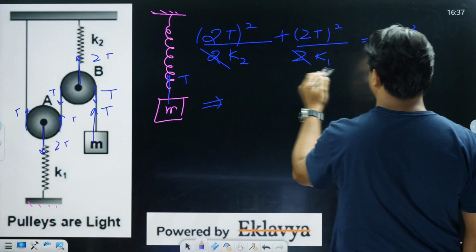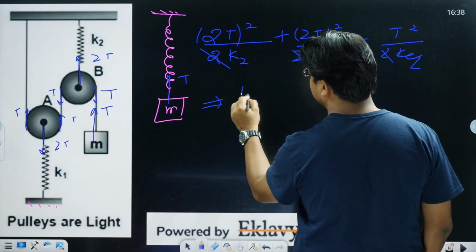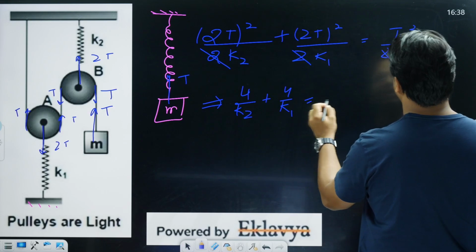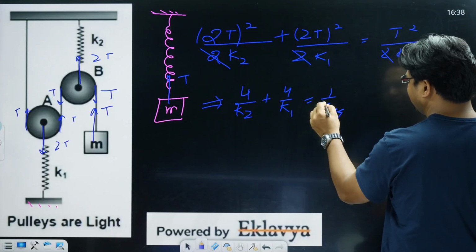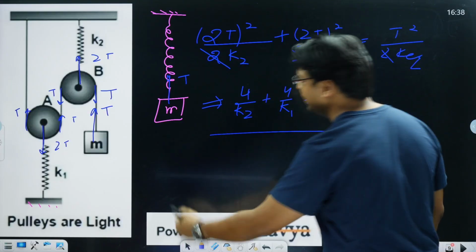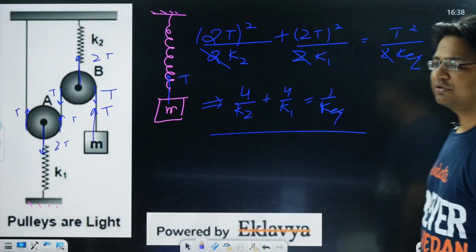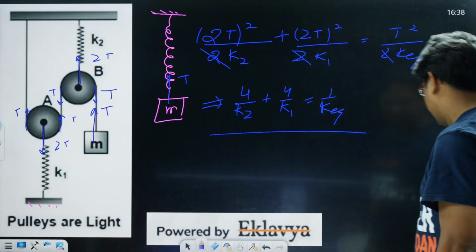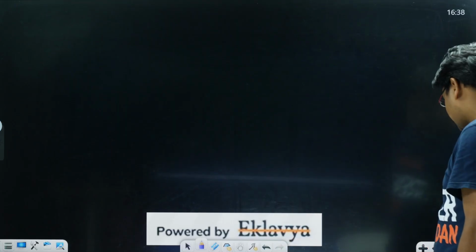See, this 2 and this 2 get cancelled. T square gets cancelled. So 4 by K2 plus 4 by K1 is equal to 1 upon K equivalent. I'm leaving it here. I'm pretty sure that you guys can finish the question from here. You can calculate the value of K equivalent, and then you can find out the value of omega. All right, let's try the next question, guys.